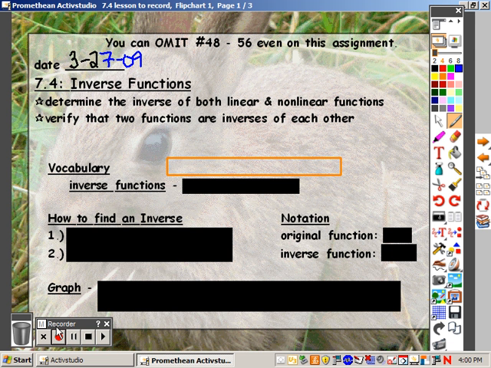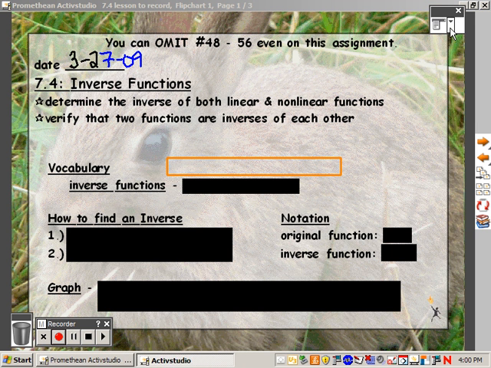Okay, so for vocabulary, you need to understand some of these vocabulary words before we start. An inverse function is like the opposite function. In other words, what's the opposite of multiplication? Division. And what's the opposite of subtraction? Hopefully you said addition. How do you undo x squared? You take the square root.